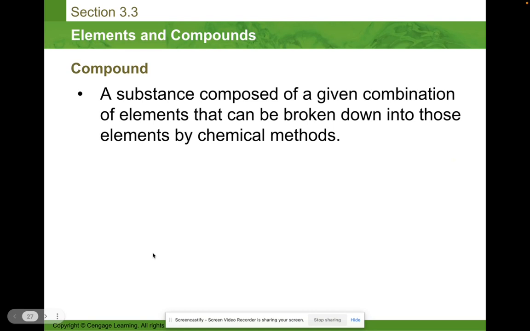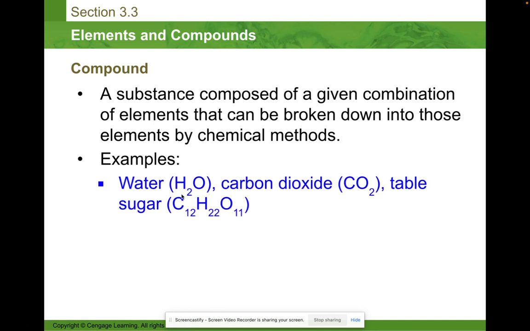Compounds are substances that have a given combination of elements, and you can break compounds down chemically into those specific elements. And so you can take water and break it into hydrogen and oxygen. And so that's kind of the difference between elements. If you break H2 down, you're breaking it past that atomic level. But if you break water down, you can break it into those different components. So water is an example of a compound. 2 capital letters in a formula is kind of an indicator that you have a compound. And so here's carbon dioxide, and then this is sugar.